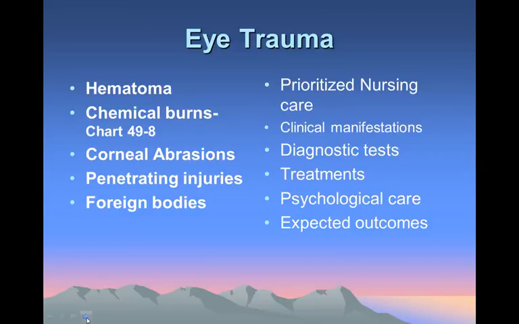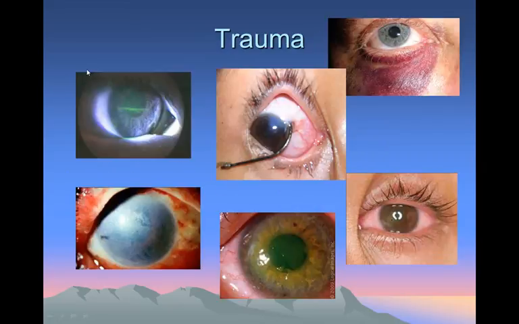Okay, some pictures. Hematoma, that's a contusion or a black eye. This is the picture here. Chemical burn. That would be this picture. You can see where the cornea is just completely burnt out, basically, with a chemical reaction.